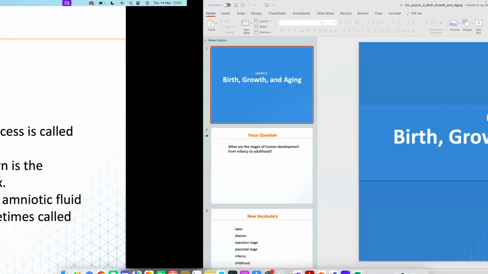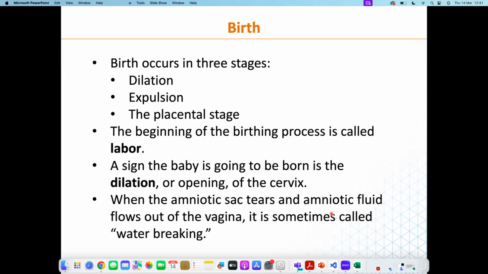All right, so in the last video we stopped at this slide talking about birth. I'll repeat the same thing again and then move on to the next level. Birth usually occurs in three stages. One is dilation, the second is expulsion, and the third is the placental stage.